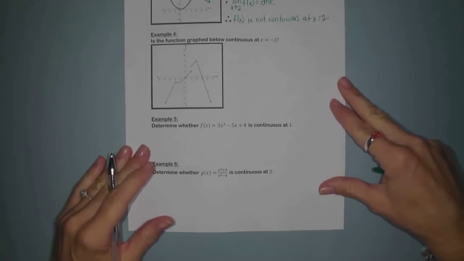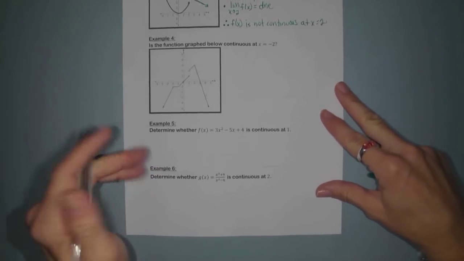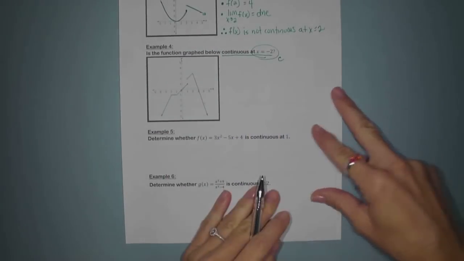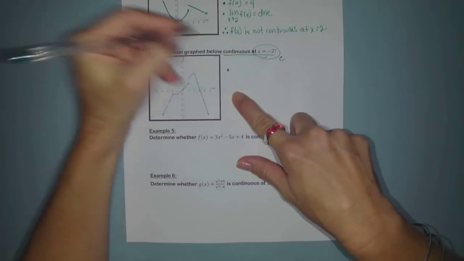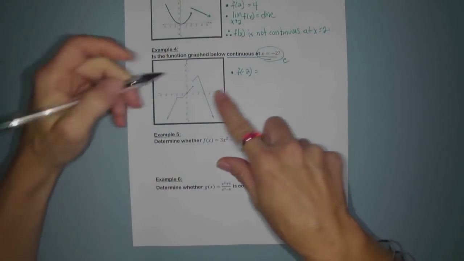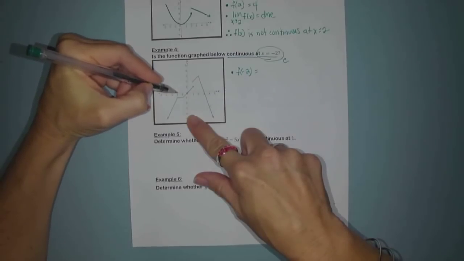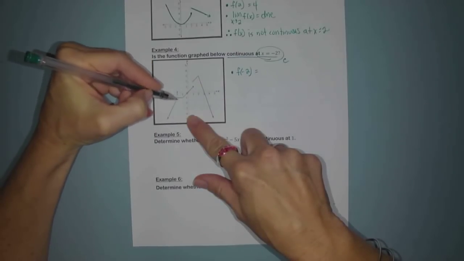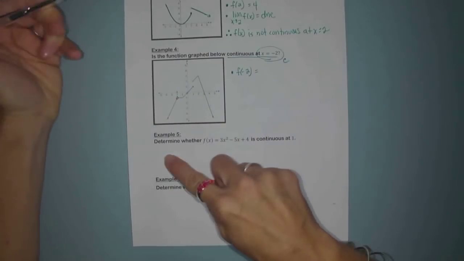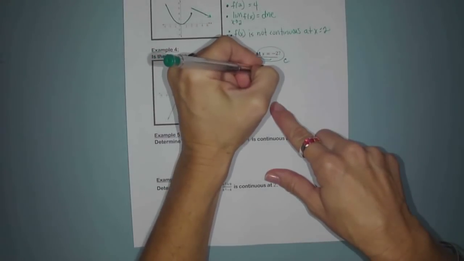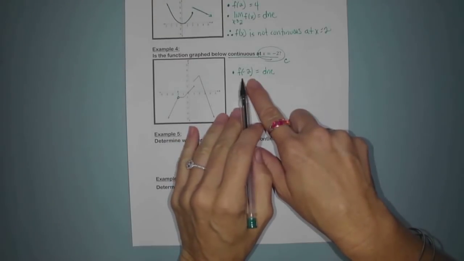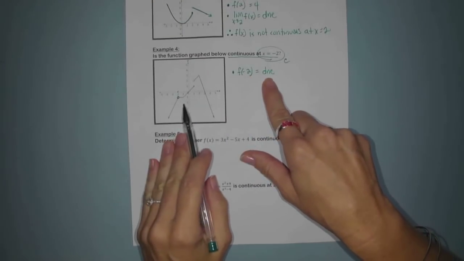Example 4. Is the function graph below continuous at x equals -2? So we change our c this time to -2. So let's start with our first bullet, f of -2. All right, let's go to -2. If you go to x equals -2 and you search down and up for the y value, there isn't one. This is a hole. So f of -2 does not exist. So we're done because the first step says it has to be defined. F of -2 is not defined, so we're done.